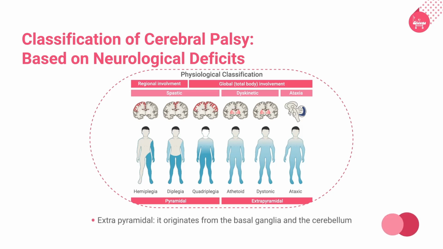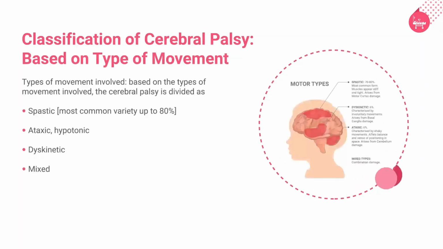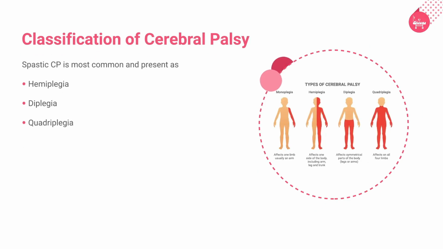Extrapyramidal. This class includes the origination of the deficit from the basal ganglia and the cerebellum, which is seen in athetoid and ataxic cerebral palsy. The mixed type includes damage from both the pyramidal and extrapyramidal classes, that is, it includes the spastic and athetoid cerebral palsy as well. The second category is based on the type of movement involved. It is further subdivided into spastic, ataxic and hypotonic, dyskinetic, and mixed types. Let us discuss each of them in detail.